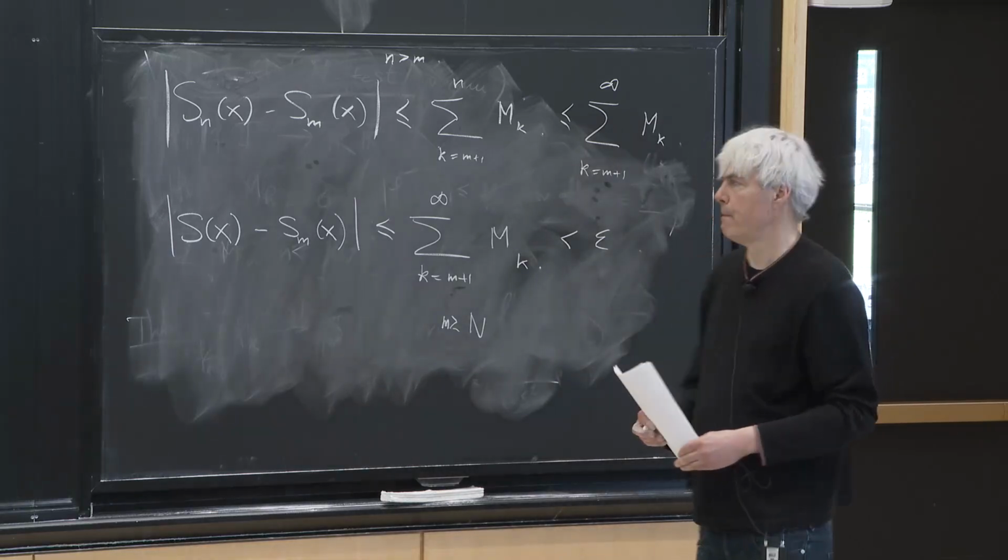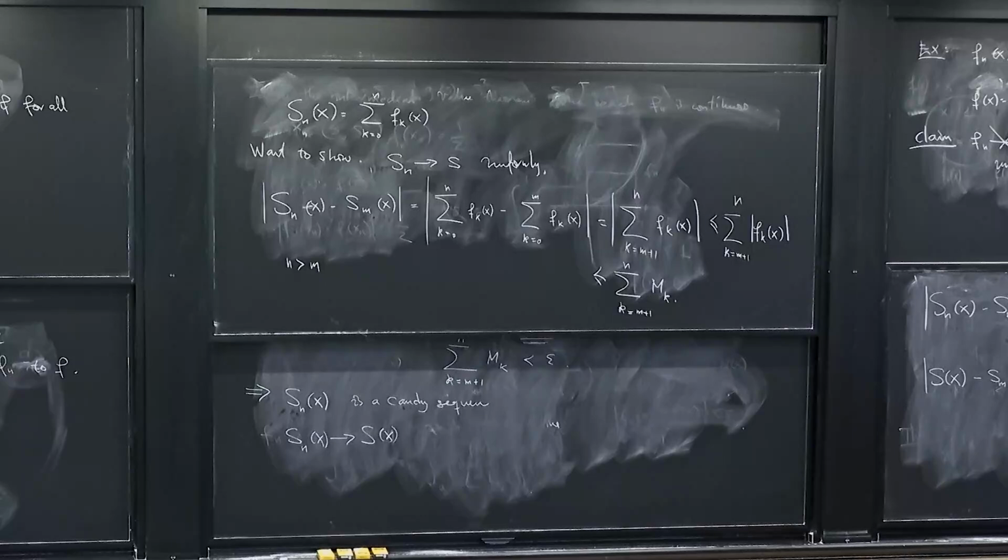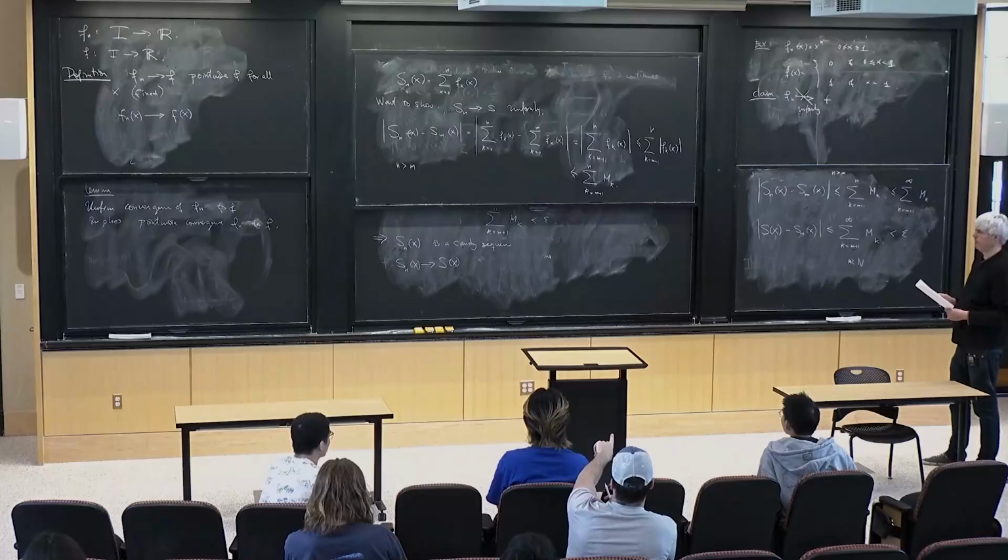Where did we get the first, like when we said that the sum of these M_k's are less than epsilon? Yeah. Where did that come from?